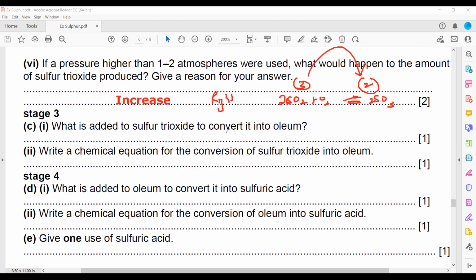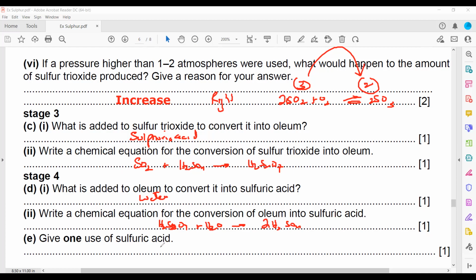What is added to sulfur trioxide to convert into oleum? We add sulfuric acid. Write a chemical equation for sulfur trioxide to oleum. Sulfur trioxide plus sulfuric acid will give H2S2O7. What is added to oleum to convert into sulfuric acid? We add water. Then write the equation. H2S2O7 plus water, H2O. As a result, it will produce two molecules of sulfuric acid.